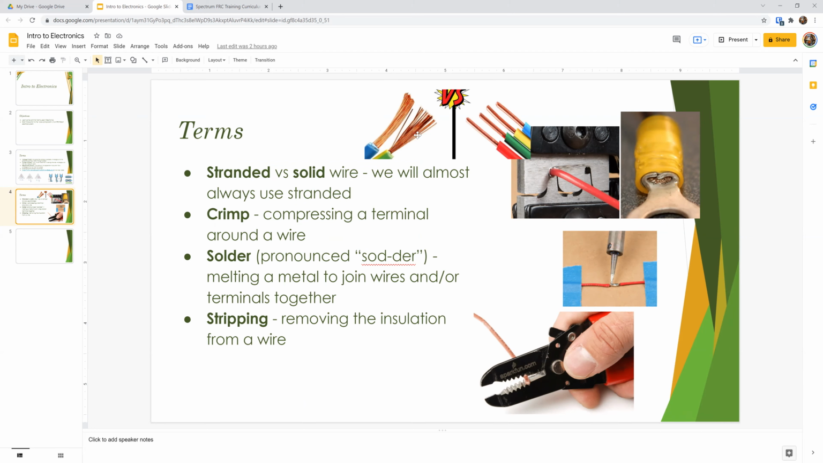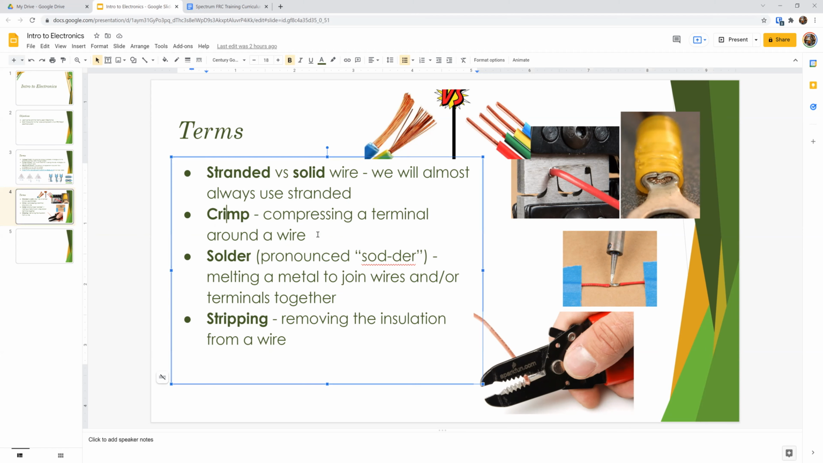The stranded wire is a lot more flexible, and so we generally almost always use stranded wire. I can't think of really any instance where we've used solid wire in a while. So almost all the wire that we have is going to be stranded. It's more flexible, so it's good for us.